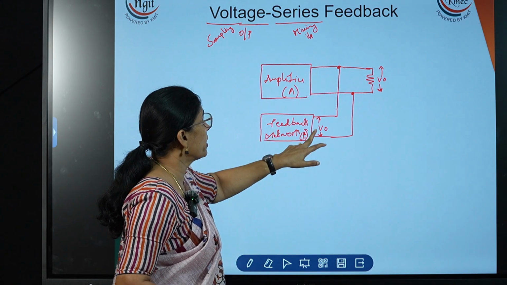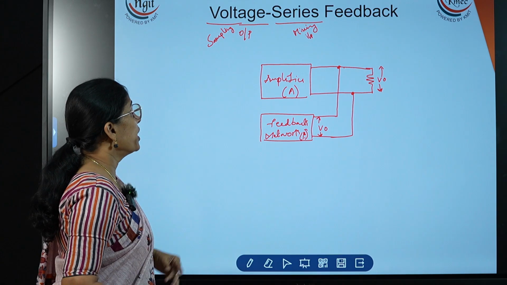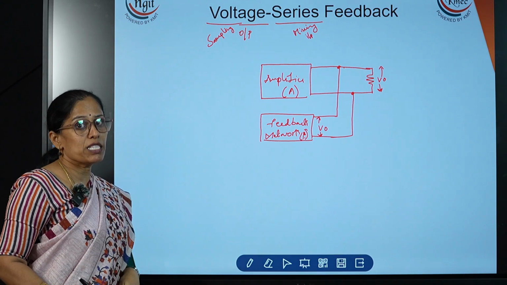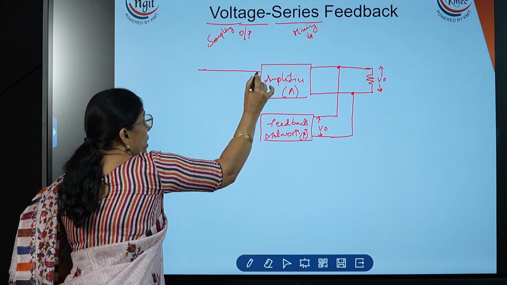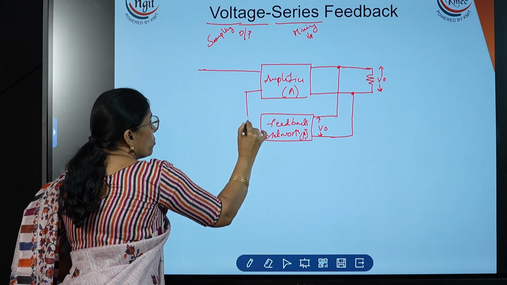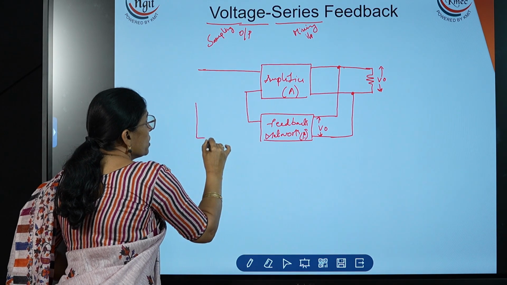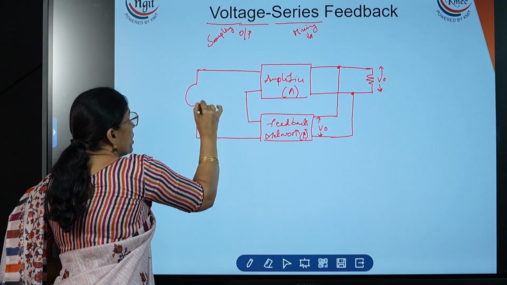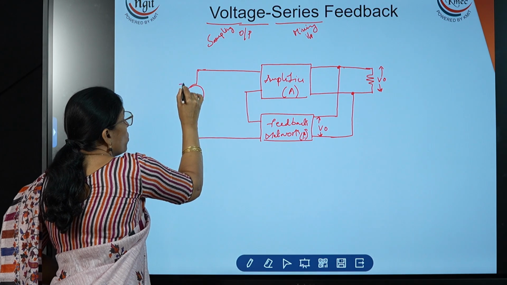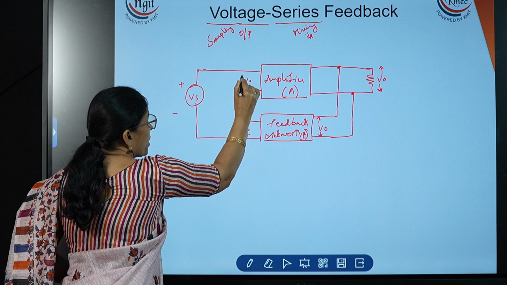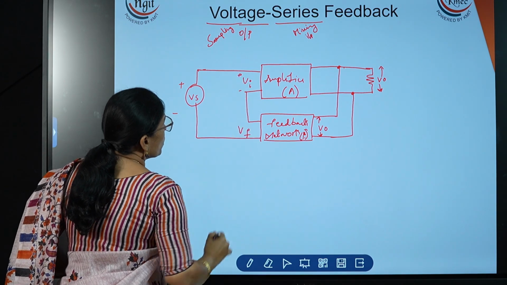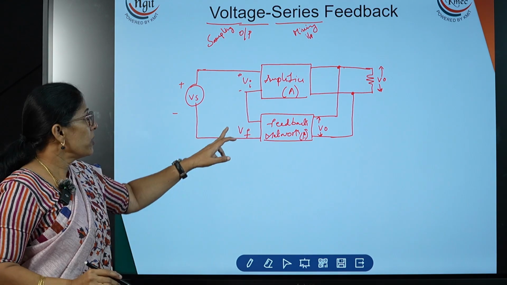Voltage we have taken as the sample, and the input side mixing is series mixing. In a series mixing, what type of source do we need to take? A voltage source. Why we need to take a voltage source, I will explain now. Here we need to take Vs, the voltage source. This is Vf and here it is Vi. So, here we are mixing.